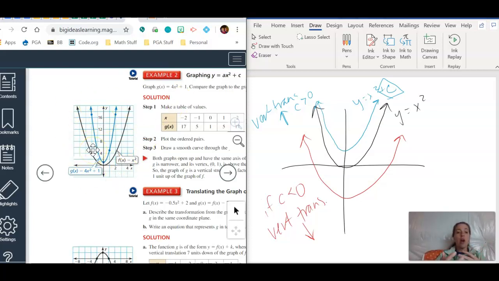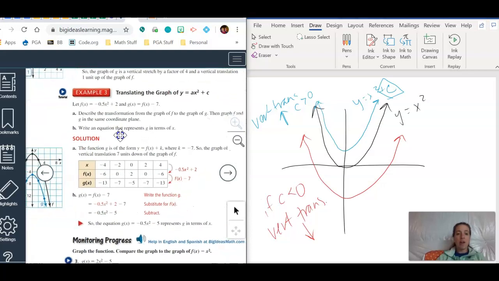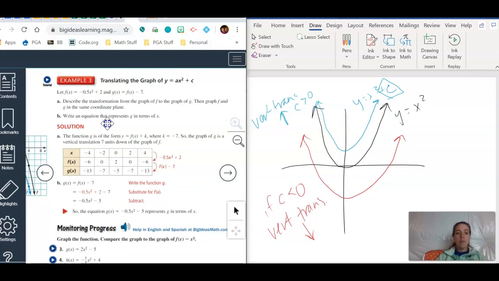So to compare, we would say that this new function, this g of x, is a vertical stretch by a factor of 4 and a vertical translation by 1 unit of our parent function. That's exactly what we're looking at. So let's look at this third and final example for today.